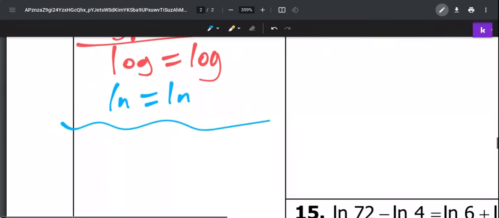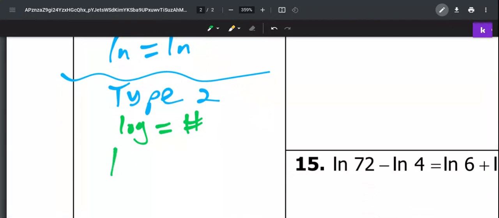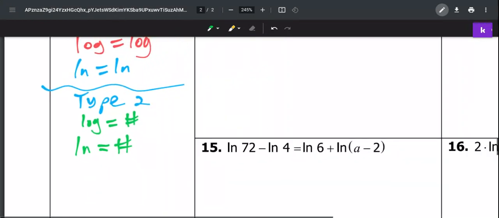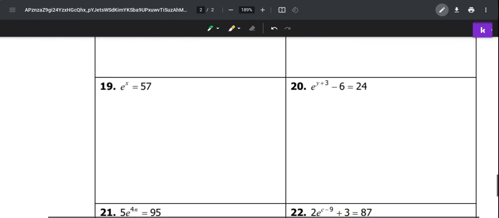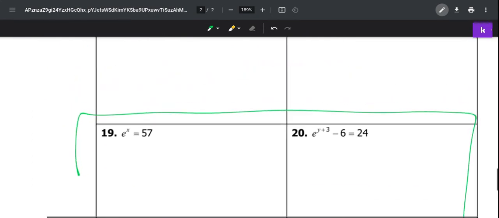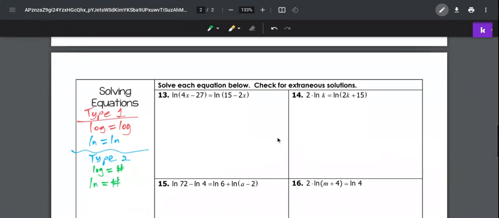All right, now type 2, if you remember, type 2 is when we have a log equal to a number. All right, now in this case, if we have a natural logarithm, we're going to have a natural logarithm equal to a number. All right, and then there's two things we're going to worry about at the end. So at the end, there's two more things we need to worry about, but we will worry about that at the end.